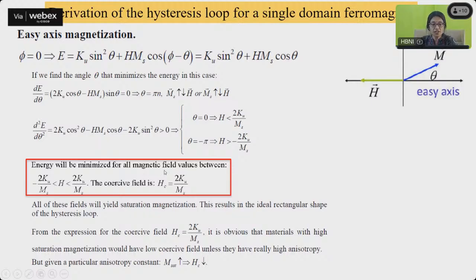the magnetic field values, whatever is given. And in this case, you'll find there is a coercive field value which is coming as 2 Ku by ms. And all of these fields are going to yield saturation magnetization. And the result is an ideal rectangular shape of the hysteresis loop.